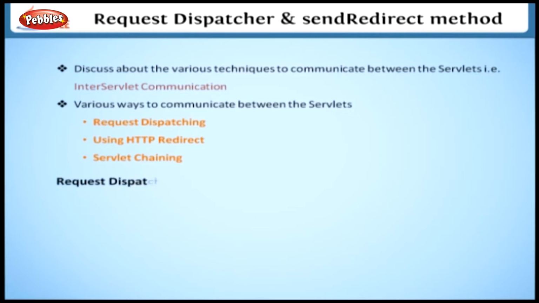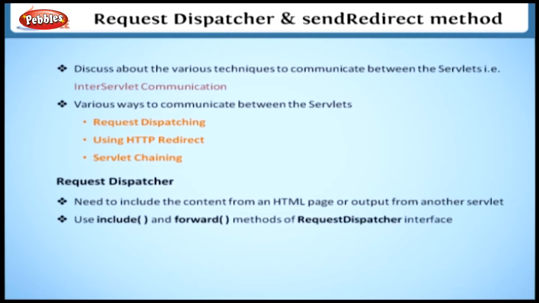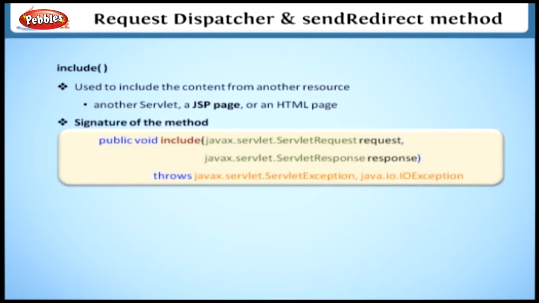Let's start with the request dispatcher. In many situations, we need to include the content from an HTML page or the output from another servlet. For these purposes, we can use the include and forward methods of the RequestDispatcher interface, which is defined in the javax.servlet package. As the name implies, the include method is used to include the content from another resource, such as another servlet, a JSP page, or an HTML page. The method's signature will be like this.